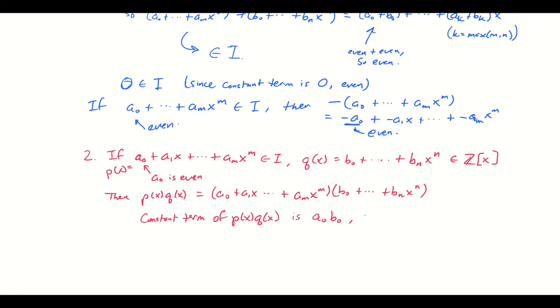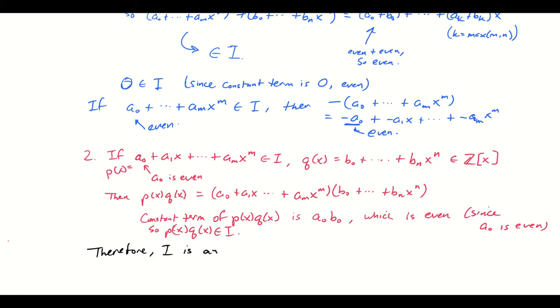And because a naught is even, the product is even. So that means that this set I absorbs multiplication. Therefore, let me write one more thing here. So P of x, Q of x belongs to I. There. Now I feel a little bit better saying, therefore, I is an ideal of Z[x]. So those are a couple of examples, and there are other ones we could come up with, but hopefully this gives a sense of how to prove that a subset of a ring is an ideal.